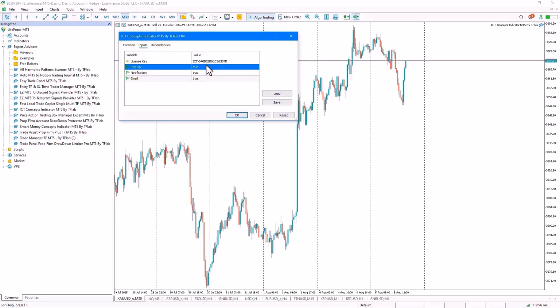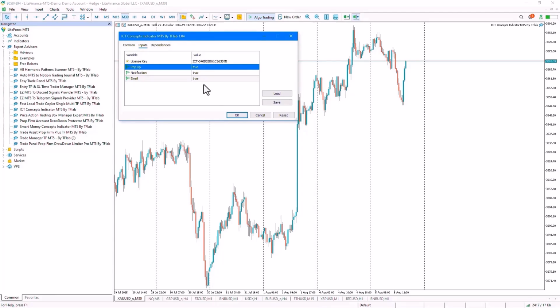To obtain a license, you can visit the TradingFinder website. Get your dedicated license for the indicator from the support section and enter it here. Just make sure to note that the license you receive is only valid for that specific device and will not work on other devices. In this same tab, we can enable or disable the sending of alerts in the form of pop-ups, notifications, and emails.